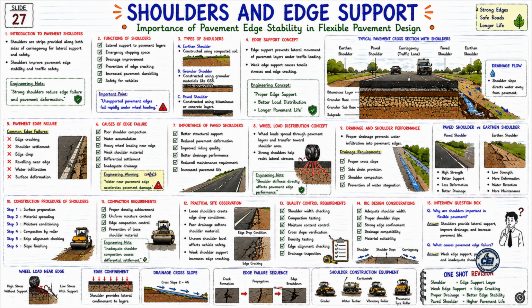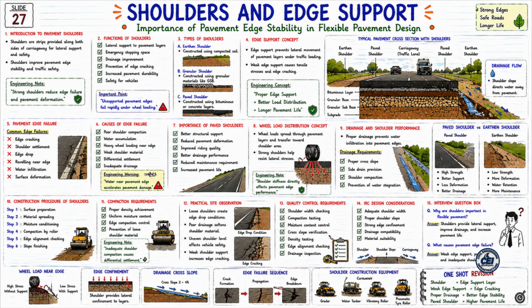Now let us look at the right side pavement cross section. Here the carriageway, granular layers, subgrade, and shoulders are shown. Now look at the drainage flow arrows. The shoulder slope is directing the water away from the pavement. And this drainage support is very important for pavement protection.